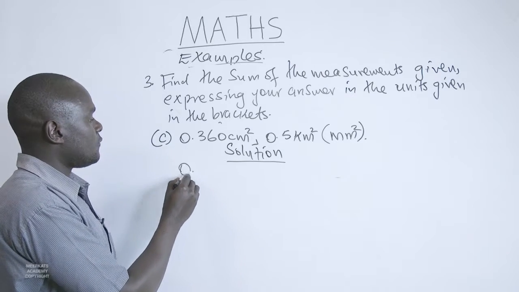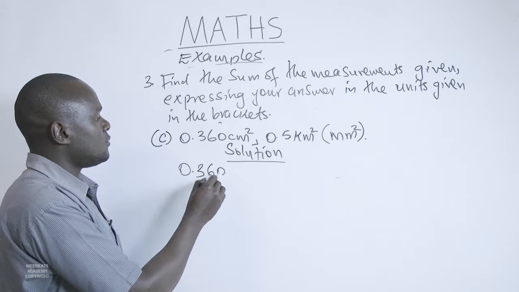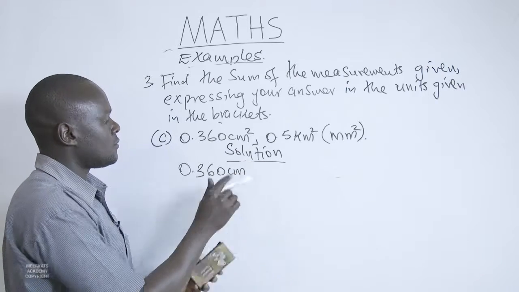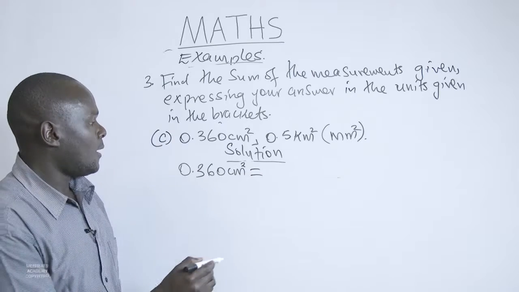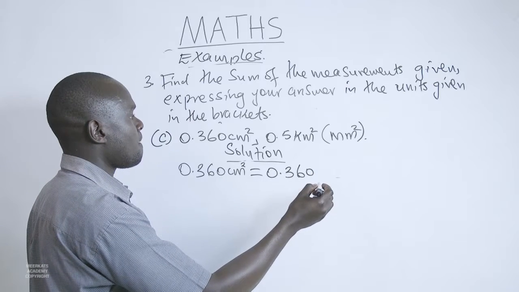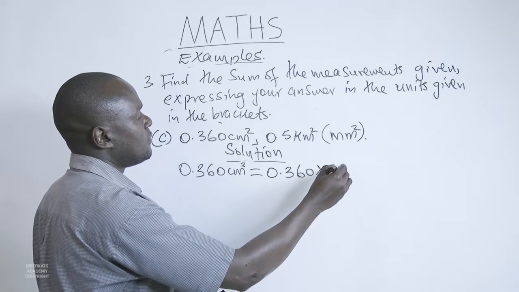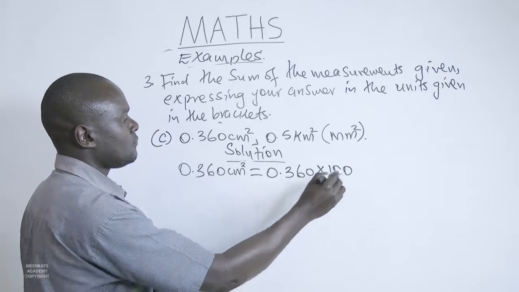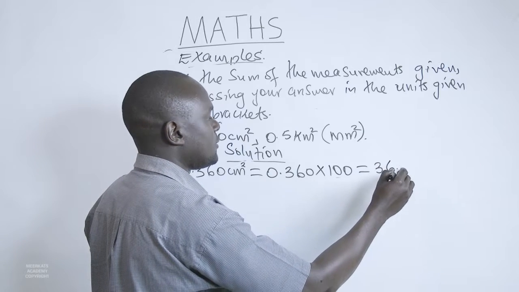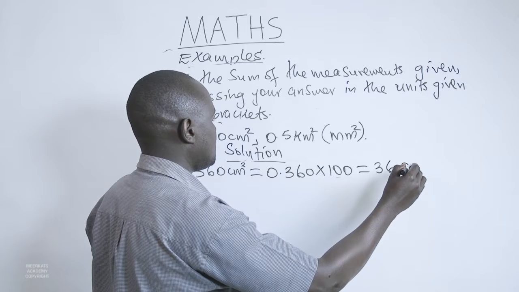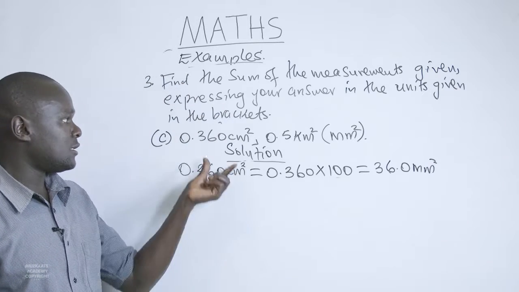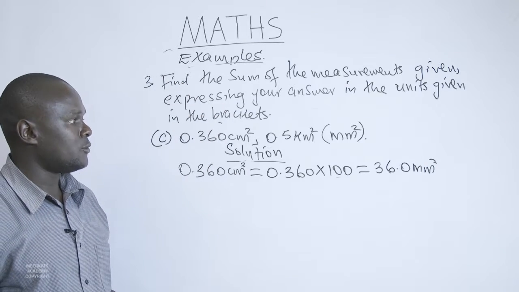We will start with conversion of 0.360 square centimeters to square millimeters. And this is the same as 0.360 multiplied by 100, giving us 36.0 square millimeters. We have converted the first decimal number.